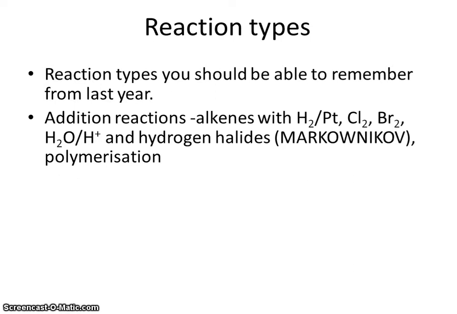So Markovnikov's rule, remember the rich get richer, but you can only say that as your way of remembering which way around it goes. So the carbon with the most hydrogens will get the hydrogen. The carbon with the least hydrogens will not get the hydrogen. So you have major and minor products.